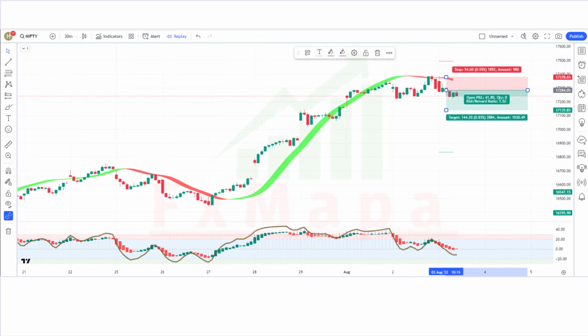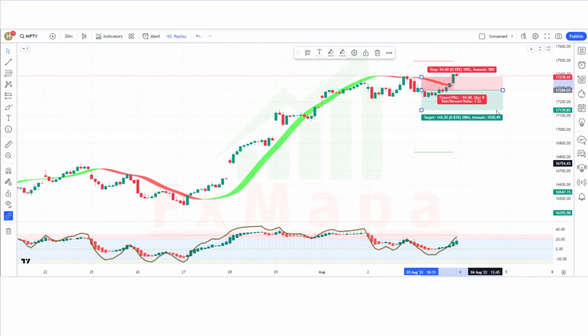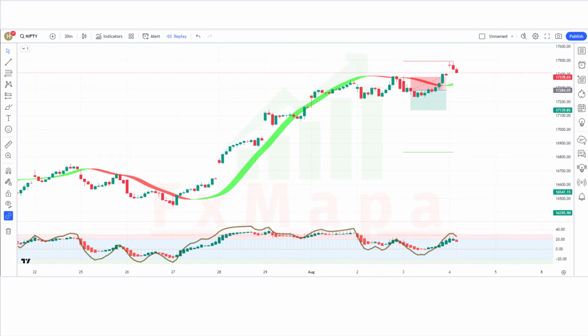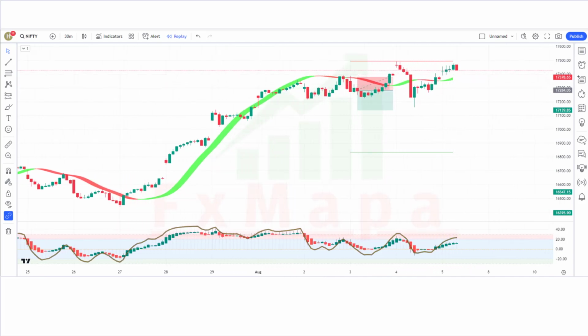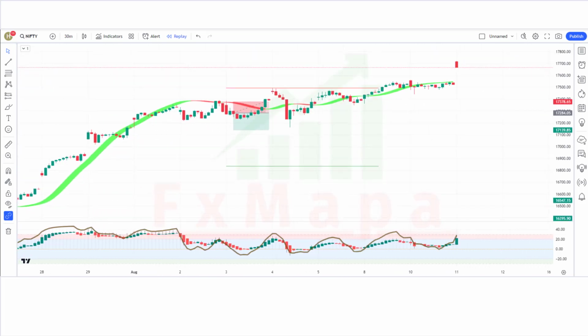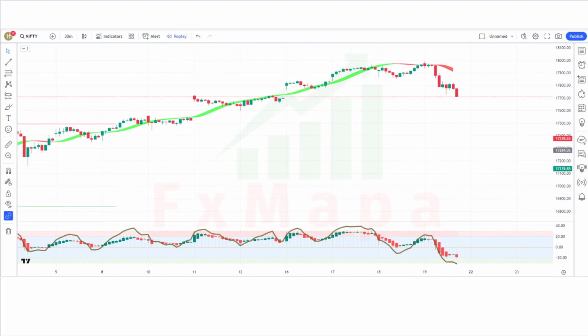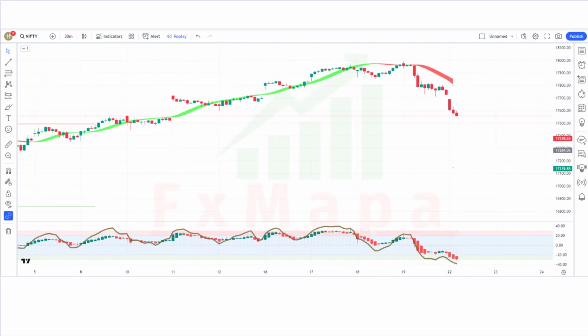Let's see what happens to our trade. We have lost this trade. Never mind, sometimes it happens in the market. We must remember one thing: no strategy works 100% in the market. Wait for the next signal. We have got the signal.